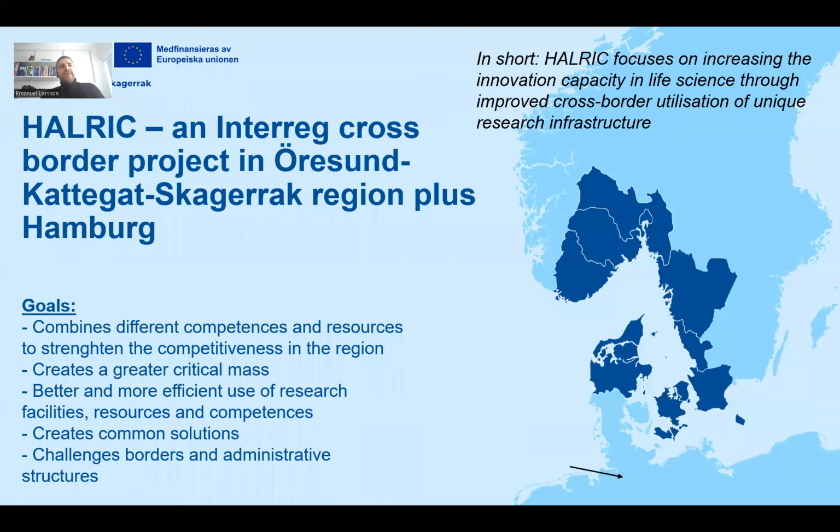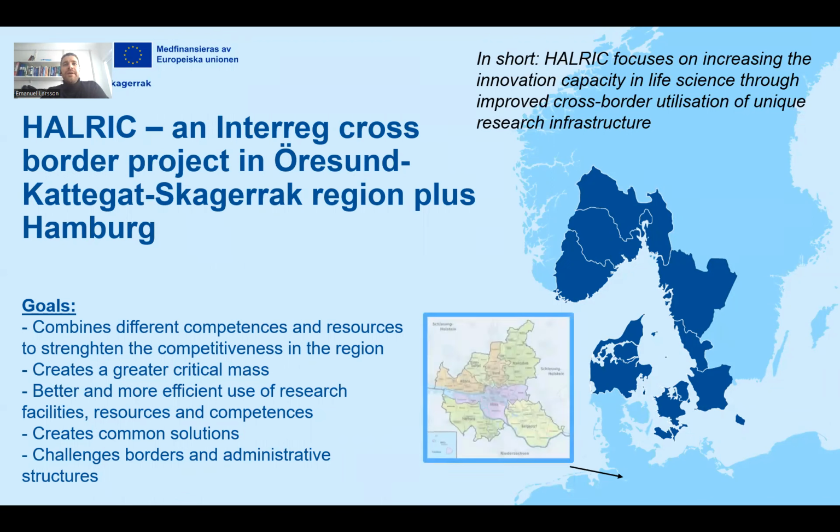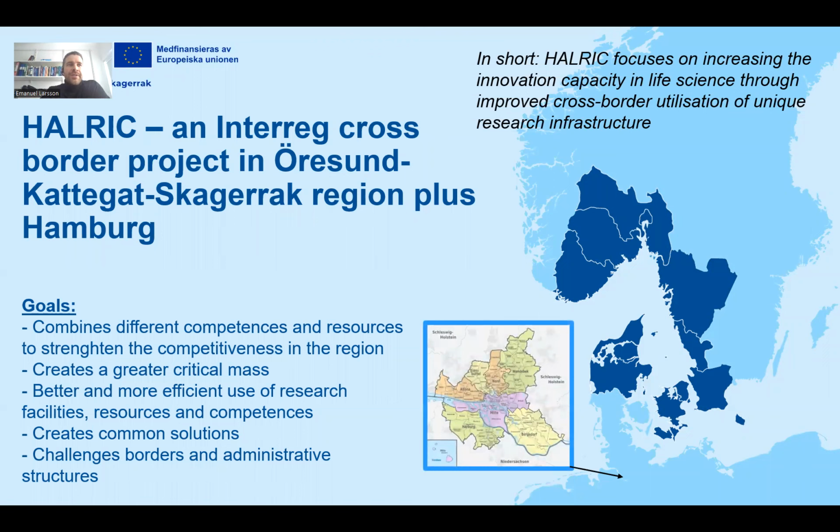So HALRIC is an Interreg cross-border project in the Öresund-Kattegat-Skagerrak region, plus the Hamburg region. It combines different competences and resources to strengthen the competitiveness in this region. The idea is to create a greater critical mass and to better and more efficiently use research infrastructures, resource competence, and create common solutions and challenge borders and administrative structures. In short, it's a project around life science where we will use infrastructure in the various countries and also with the involvement of industry, hospitals, and academia.